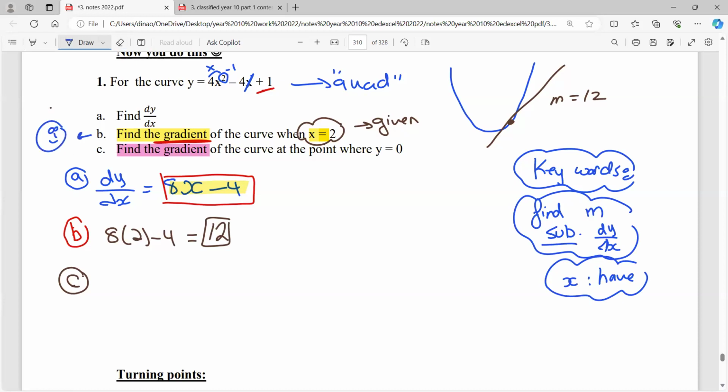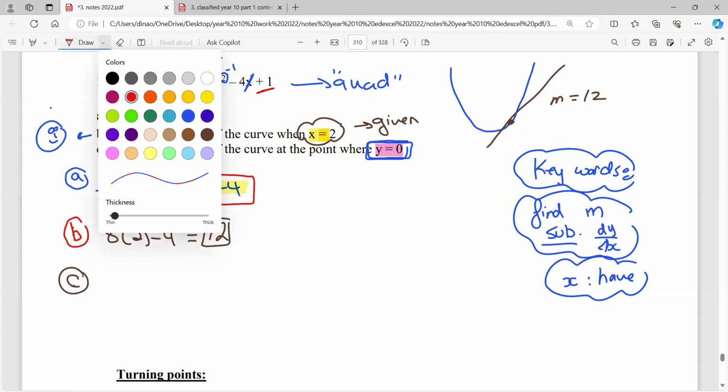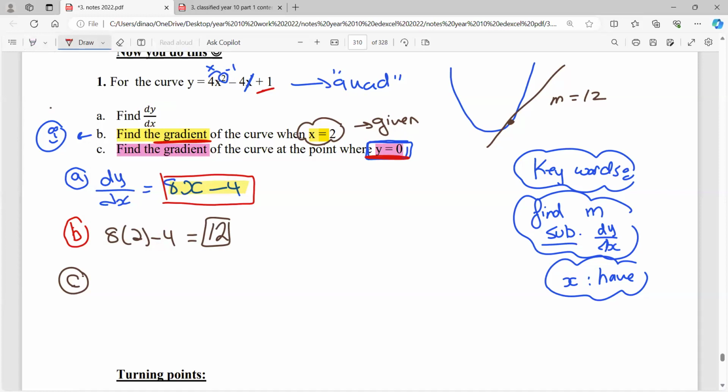Now question C, let's read it together. It says find the gradient of the curve at the point where y is equal to 0. What is this? You are giving me the y? y is equal to 0. But I don't want the y, I want the x. Actually I want you to pause a bit and think about it.